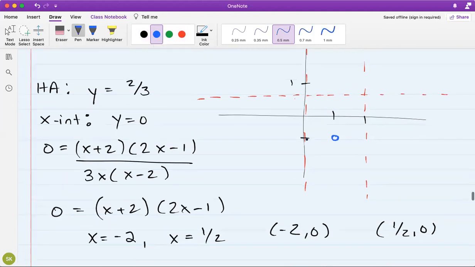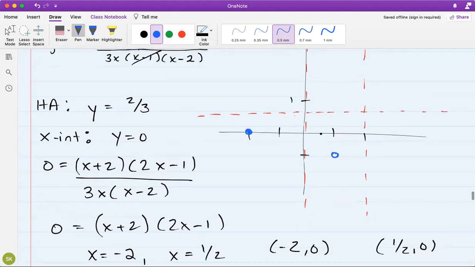So one of them is at -2. So (-2, 0) right here. And the other one is at (1/2, 0). So this was 1, so half is here. So we're going to go right here.